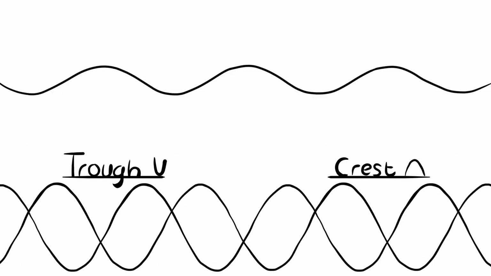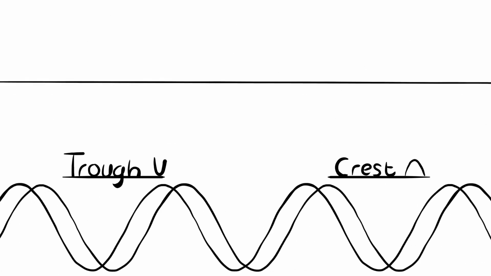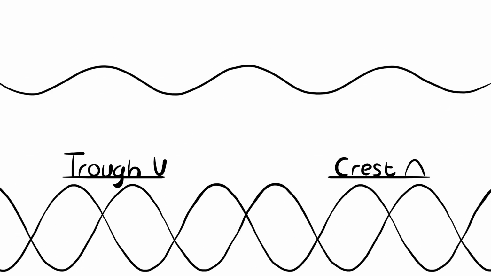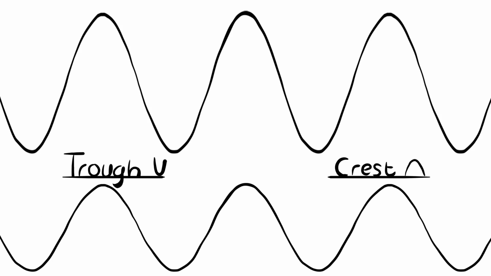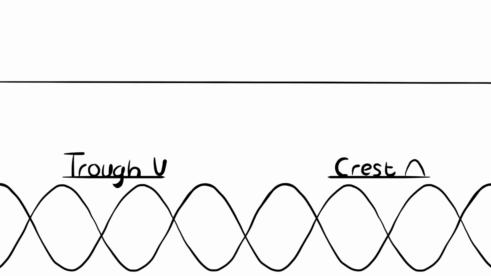This happens when two waves interfere with each other and crests combine with crests to create stronger crests, and the same happens with troughs. This is called constructive interference. But when peaks and troughs meet, they cancel each other out. This is called destructive interference.